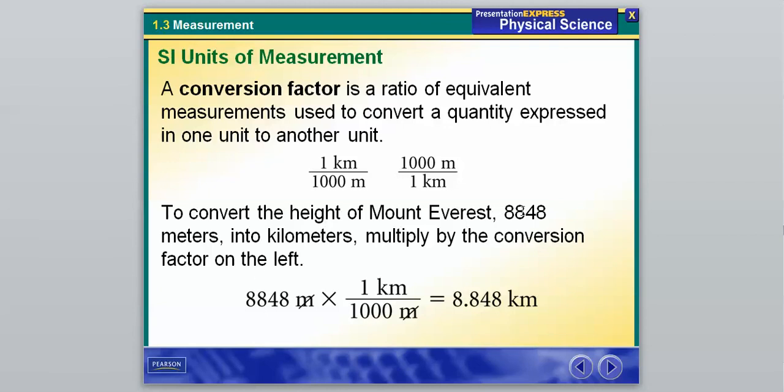Mount Everest is 8,848 meters. So if we wanted to convert that into kilometers, we use this first conversion factor right here. We put 1 kilometer on top and the 1,000 meters on the bottom. Hopefully you remember from some of your math classes that when you have terms on top and terms on bottom, they cancel each other out. So now it ends up just dividing 8,848 by 1,000, and that gives us 8.848 kilometers.